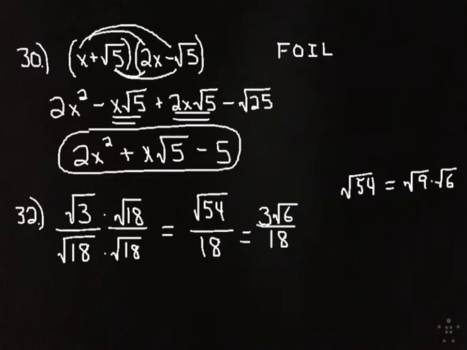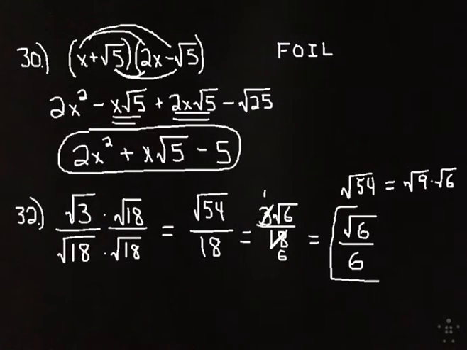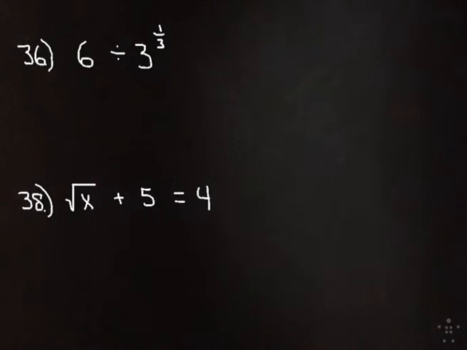And you can reduce the 3/18ths. 3 goes into 3 once. 3 goes into 18 6 times. So my simplified answer is the square root of 6 over 6. And you can't simplify further because one's under a radical and one's not. So square root of 6 over 6.